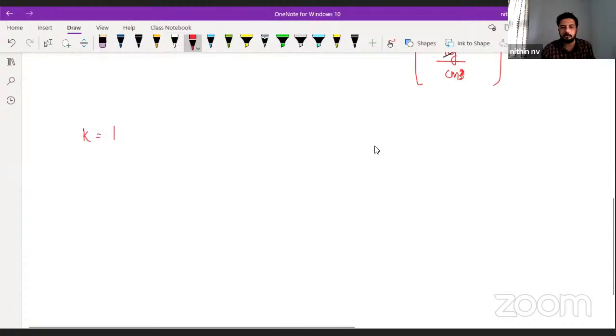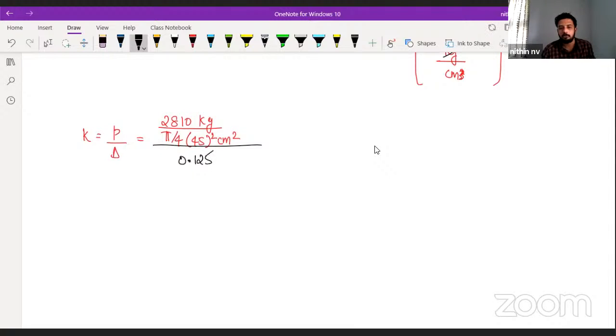So K is equal to pressure divided by delta, whereas this pressure is 2810 kilogram divided by pi by 4, d is 45 centimeter. So I will be getting in centimeter square, divided by delta value, which is 0.125 centimeter. See, this is why I told you kilogram per centimeter square by centimeters. Then we will be getting kilogram per centimeter square.